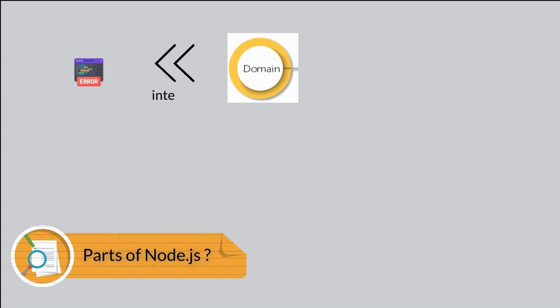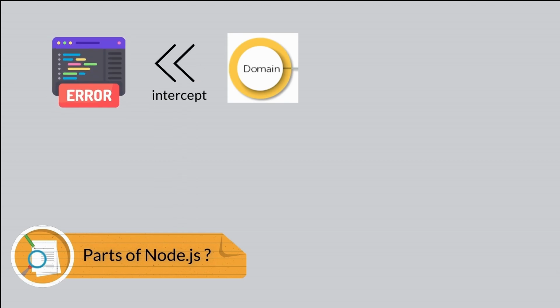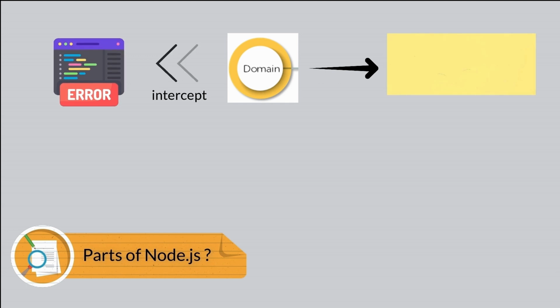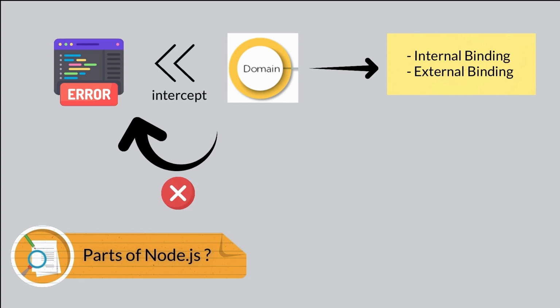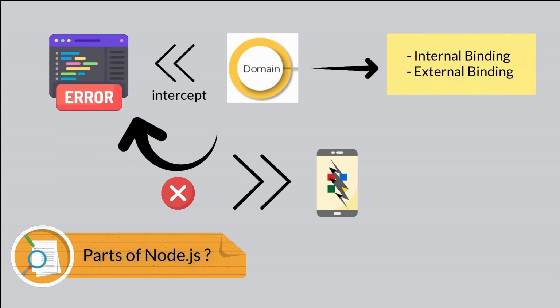Domain. Domain module is used to intercept unhandled errors. They can be used by 2 methods, which are internal binding and external binding. If they are not handled, they will simply crash the Node.js application. Therefore, this is an important component in Node.js.